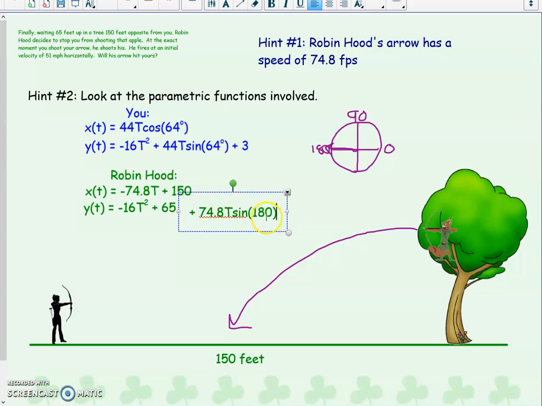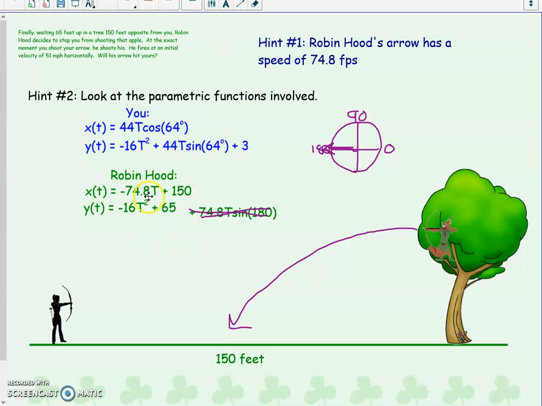Well, what is the sine of 180 degrees? Isn't that 0? I mean, this is just 0, so we don't even need to include it. Since there was no initial angle and he's firing back towards us this way, you could think of that as this. And of course, that is moot. It's 0.